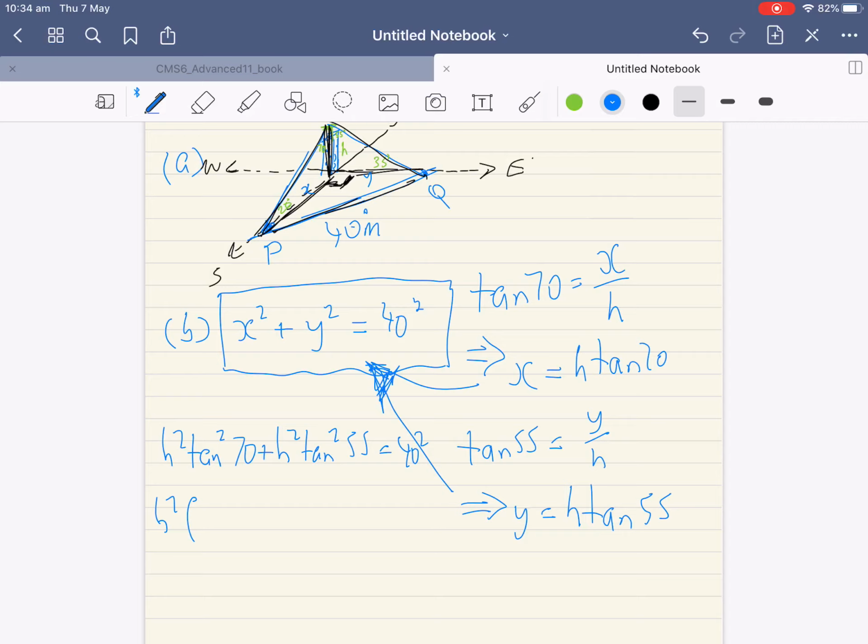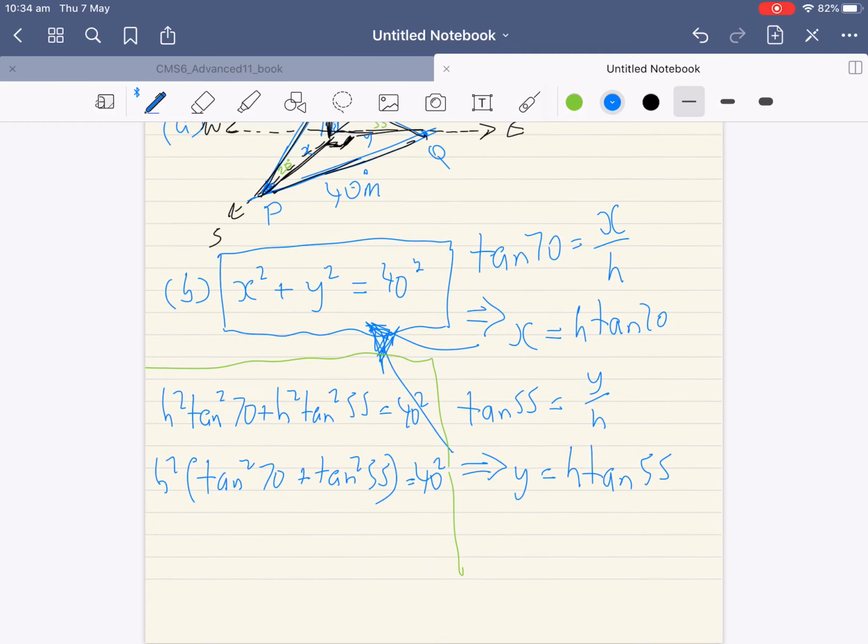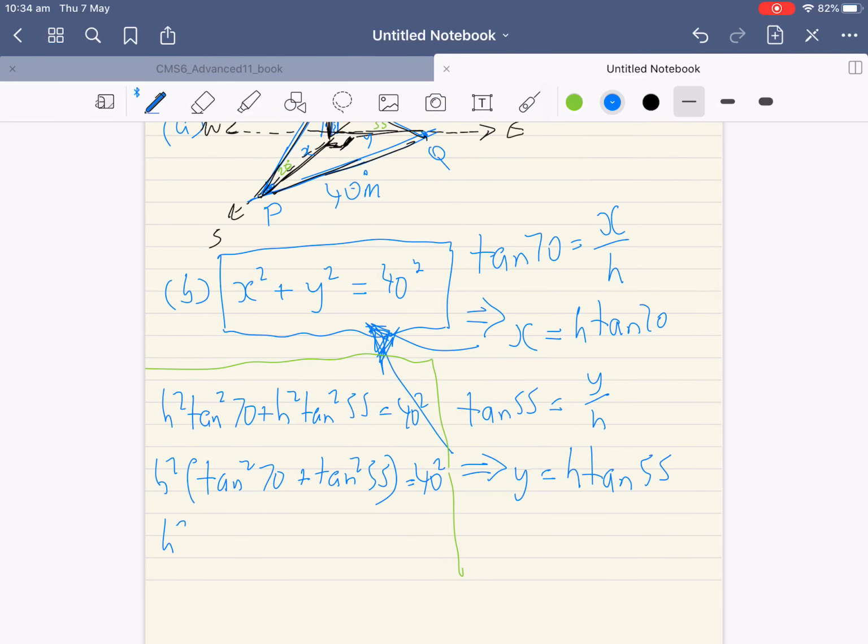Factorizing the h squared out the front, you end up with this. And let me just create some separation. It's getting a little messy here. And now we can get h squared by itself.